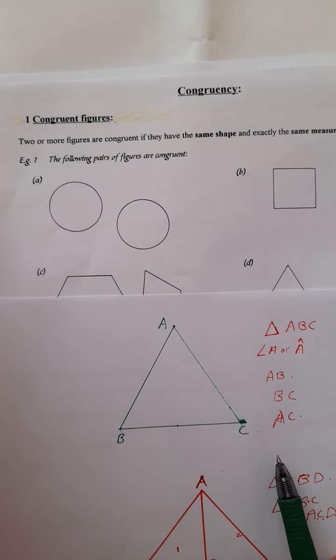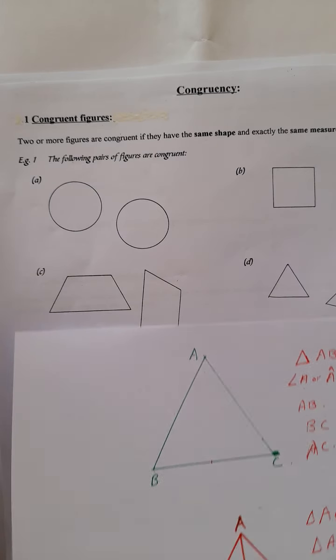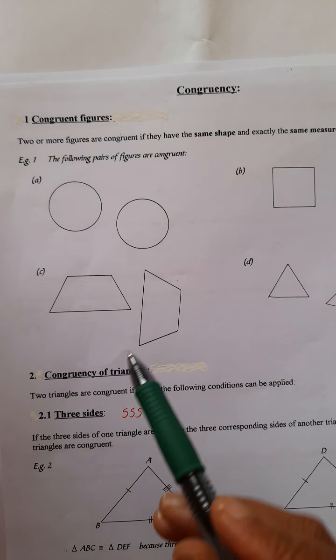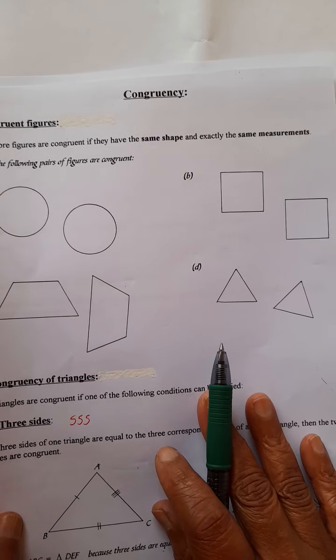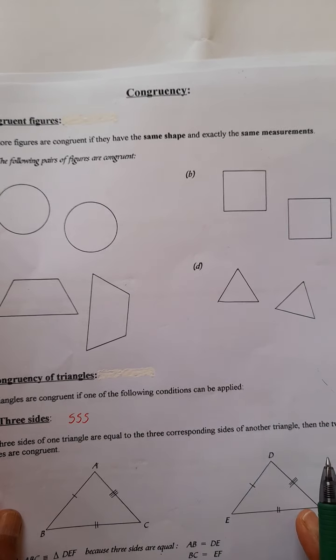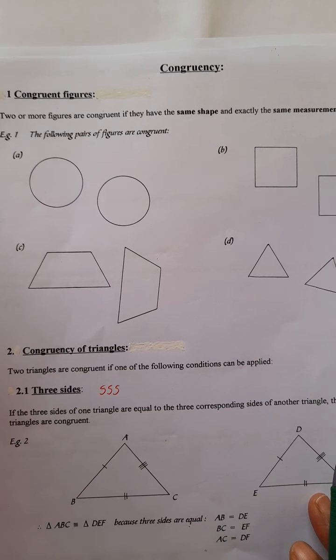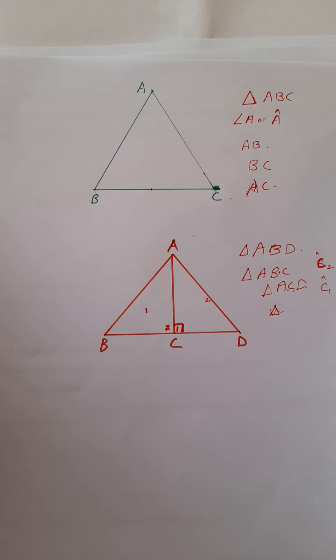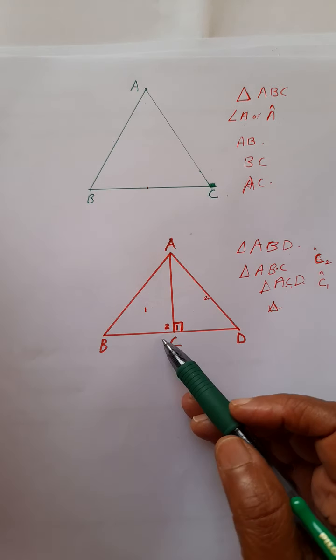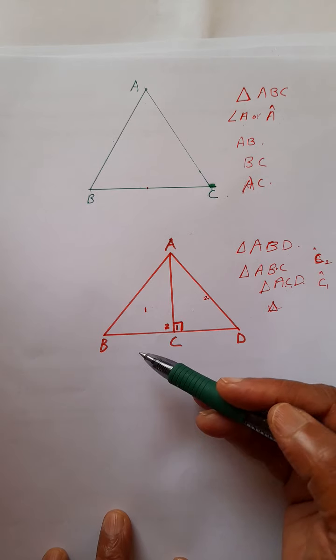So these are the examples of congruent figures. Here we have some squares and triangles. Before we get into the congruency of triangles, let's look at this: how do we name the triangles and the angles and the sides?